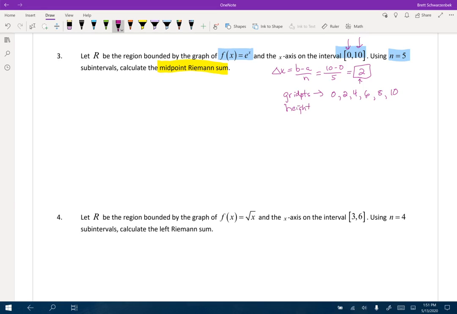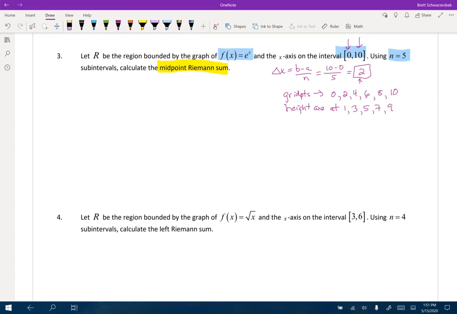are at what values? This is a midpoint Riemann sum, which means the heights have to be at the midpoints of these consecutive numbers. So what is the midpoint of 0 and 2? It's 1. What is the midpoint of 2 and 4? It's 3. Midpoint of 4 and 6, 5, and so forth, until we get to the last midpoint, which is 9.